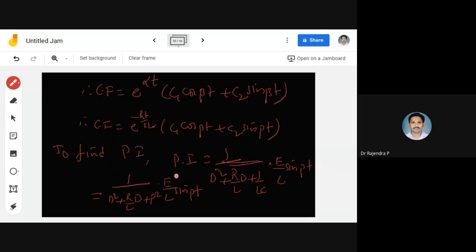What is going to happen? Tell me, anybody. In place of D square, I substitute minus p square. So minus p square plus p square gets cancelled, right? So what is the remaining term? L by RD, yes, L by RD. So that is a 1 by D form, right? For the time being I will write it into E by L sin pt. So L gets cancelled, right? And then E by R, which is a constant, can I take it outside?